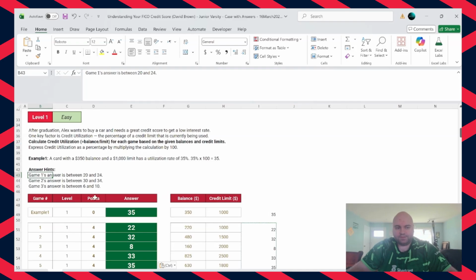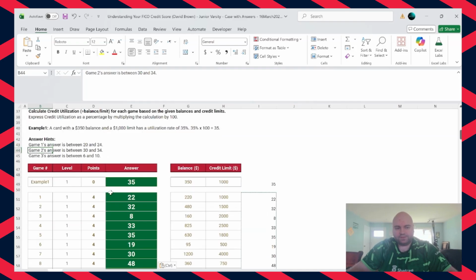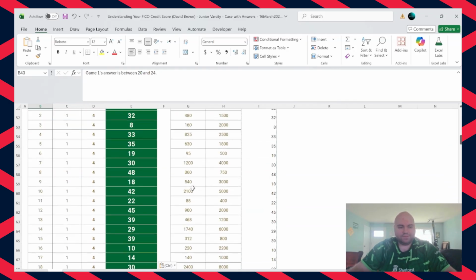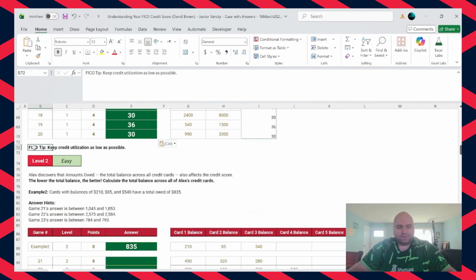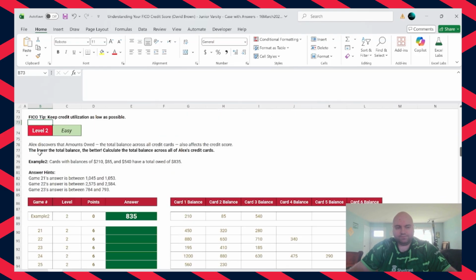Game 1's answer is between 20 and 24. Game 2's answer is between 30 and 34. And Game 3's answer is between 6 and 10. So they line up with the hints. I think we're pretty confident in our answers here. FICO tip, keep credit utilization as low as possible.